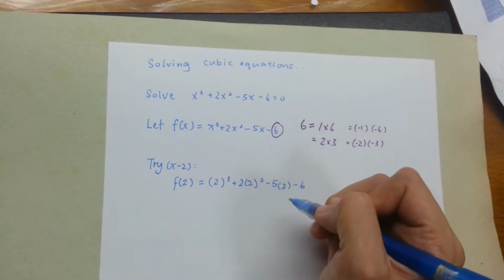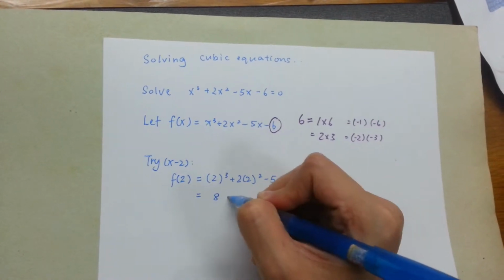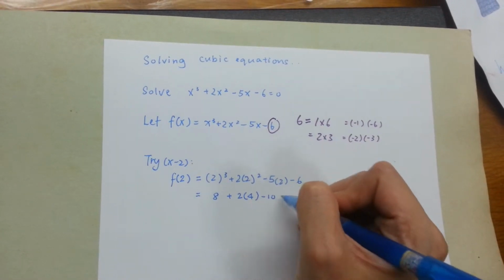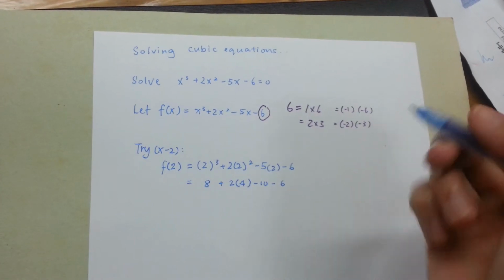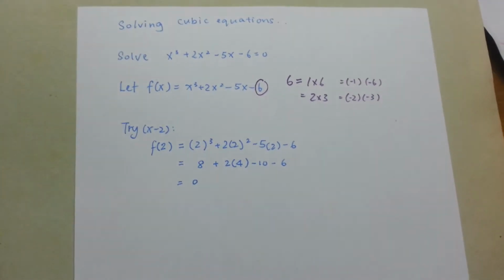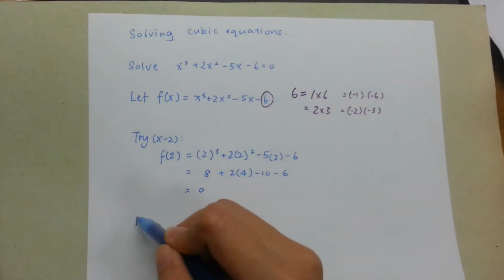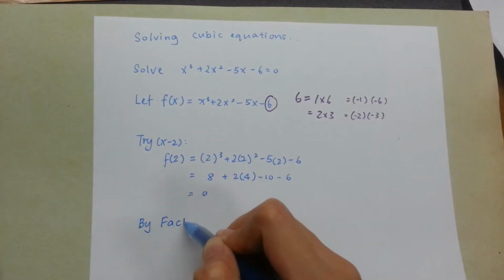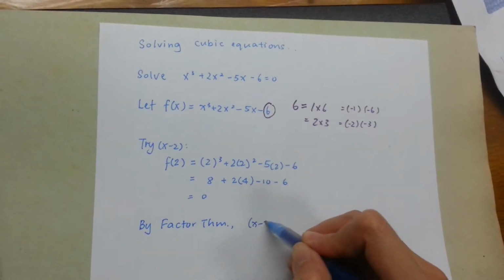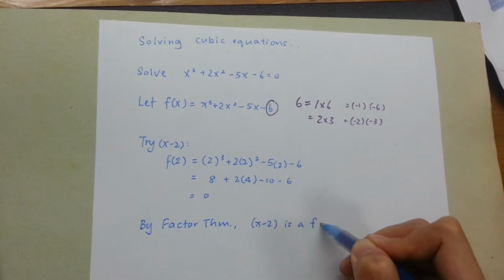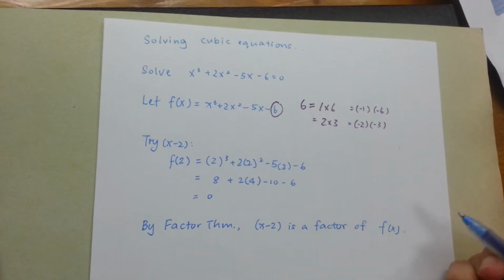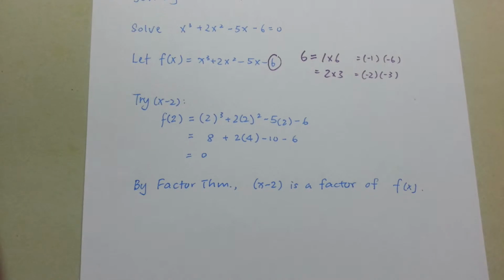2, 2, 2. If I work them out slowly, I'll get this. Did you get this? And you should get 0. When you're able to find an x value that gives you 0, you can use factor theorem. So you say, by factor theorem, x minus 2 is a factor of fx. And after this, we do a long division.